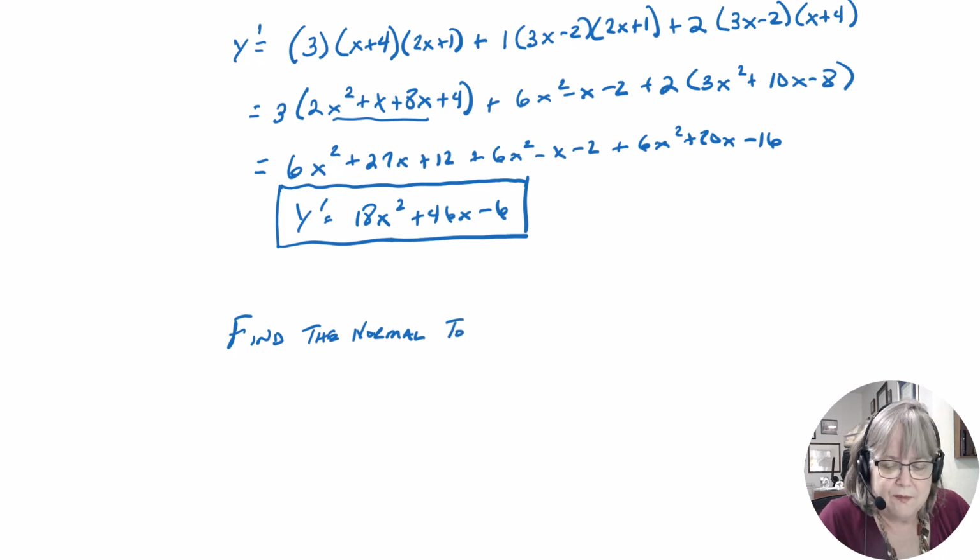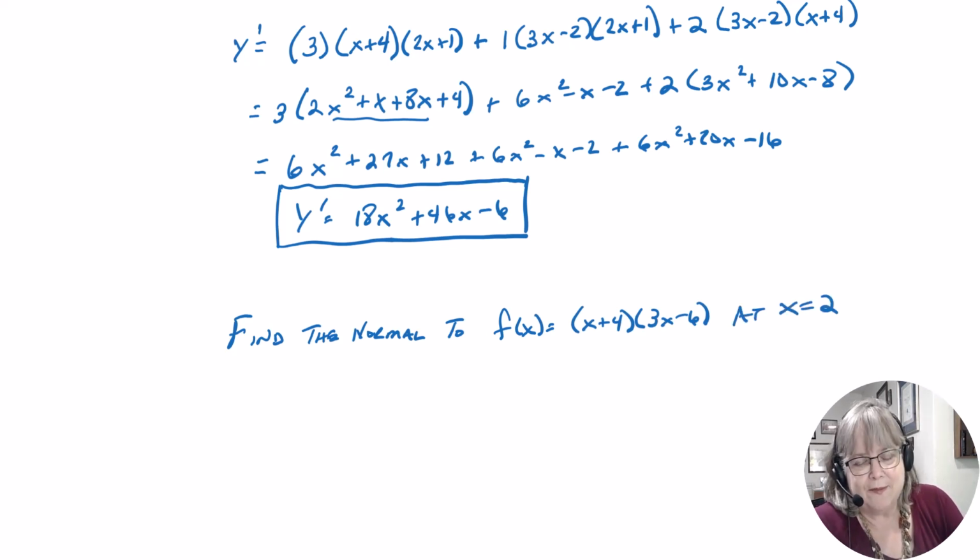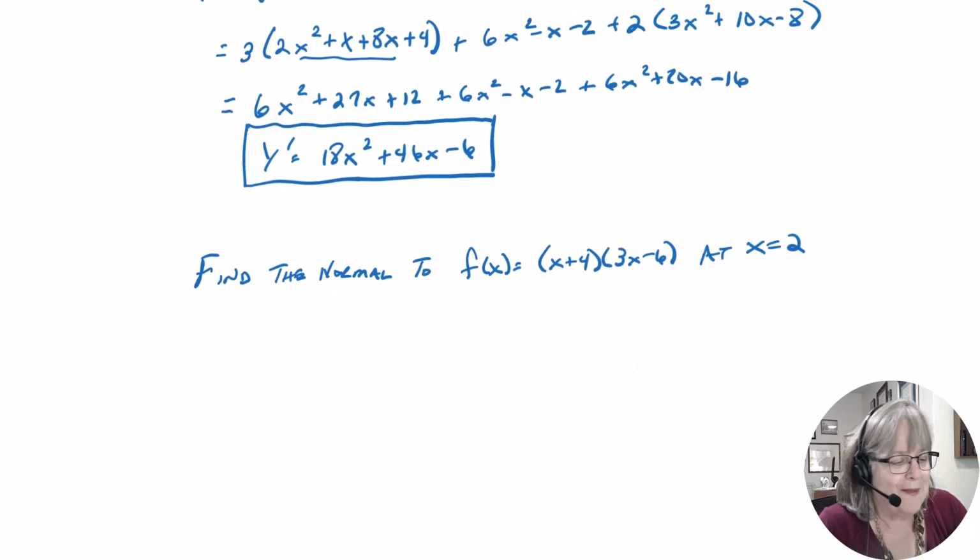To f of x equals (x plus 4)(3x minus 6) at x is equal to 2. And let's practice the product rule, even though it may not be your favorite at this moment. Product rule is actually kind of cool.